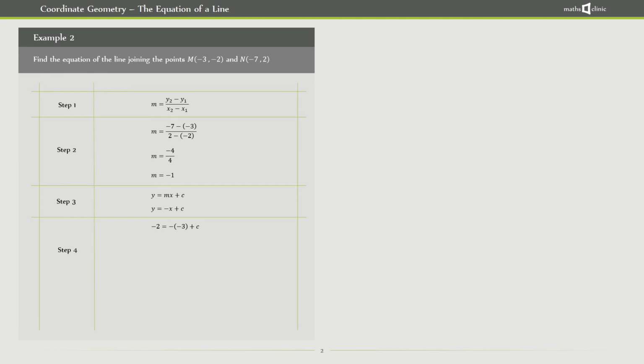All right, and basically what we have is that y equals -x plus c, so -2 must equal -3 plus c. Okay, the y value must equal negative the x value plus c. And basically when we put in -2 equals -3 plus c, and we work that out, what we end up with is that c equals -5.